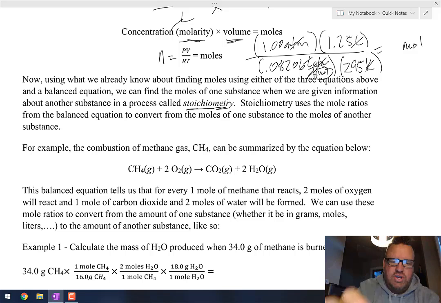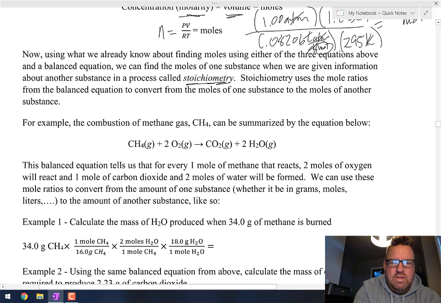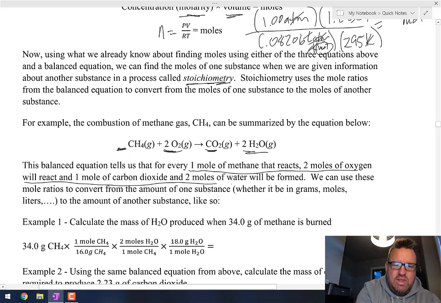Let's look at an example. Here, 1 mole of methane, again, no number in the front means 1, reacts with 2 moles of oxygen to make 1 mole of carbon dioxide and 2 moles of water. The important part is using that balanced equation to understand exactly what it says.